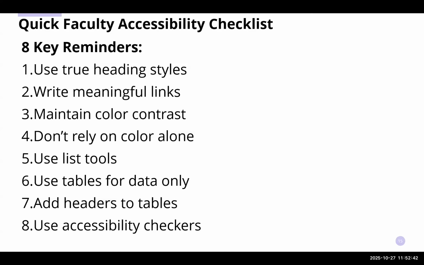Always add proper headers to your table so that screen reader users can interpret it rightly. Finally, do not forget to run an accessibility checker, which can catch a lot of common issues, save a lot of time, and avoid confusion. So just these few simple habits can instantly make your materials more accessible and easier for everyone to use. Next slide, please.